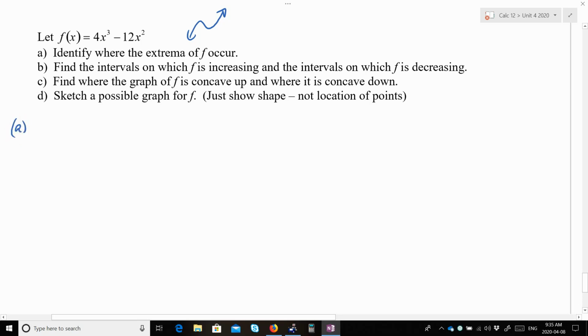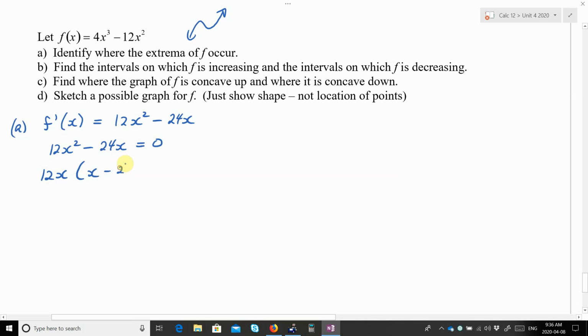So critical points are where the first derivative equals 0. So f prime of x is 12x squared minus 24x. Set this equal to 0. We can divide out a 12 and an x and have x minus 2 left over. So we get a critical point at x equals 0 and a critical point at x equals 2. These are the CPs. That's where the extrema occur.